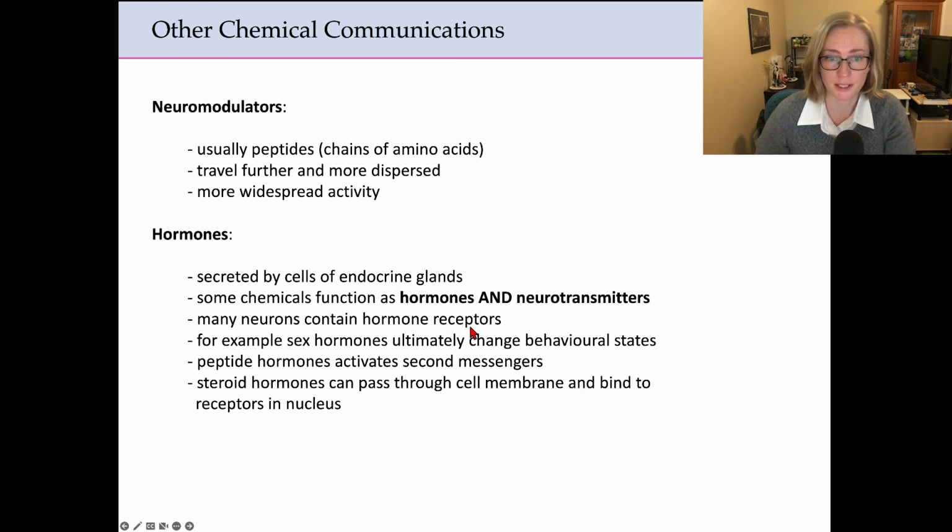Many neurons actually contain hormone receptors. So proper hormones can actually go and influence brain activity by binding to those neurons. Sex hormones can change behavioral states. Peptides, second messengers, yeah. So basically, neurotransmitters are not the only ones. Hormones can have a pretty strong effect as well on brain communication.